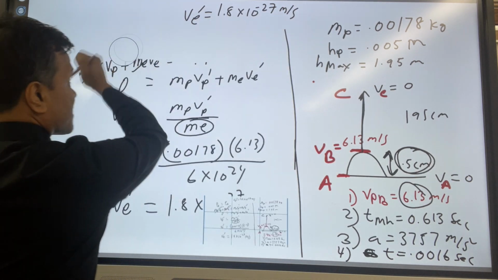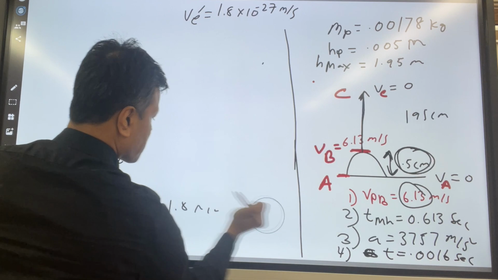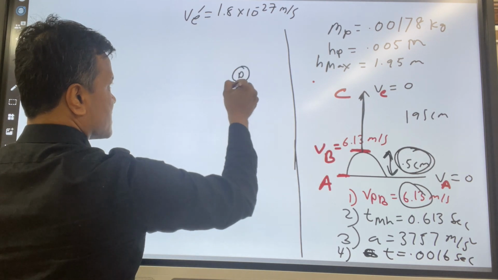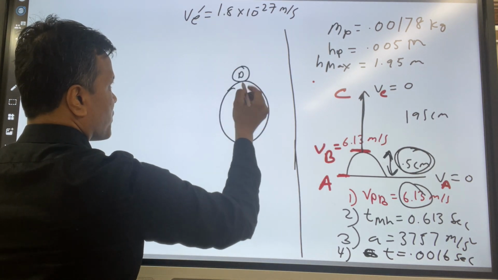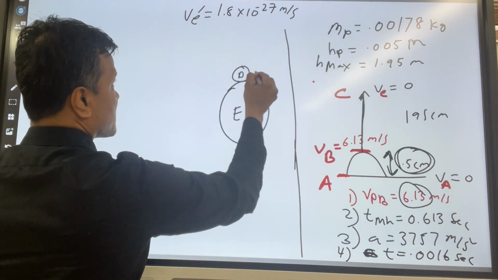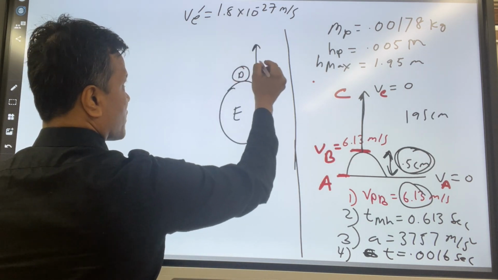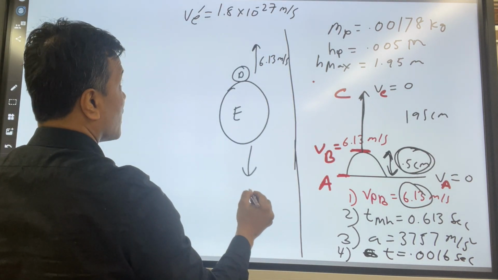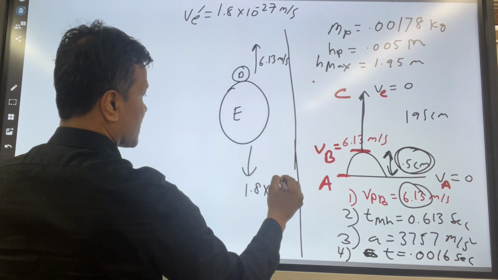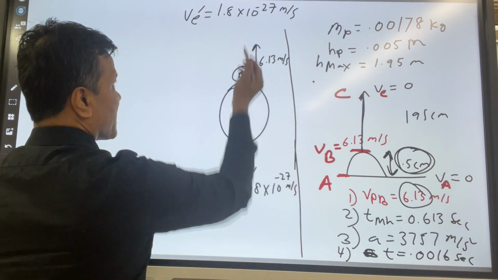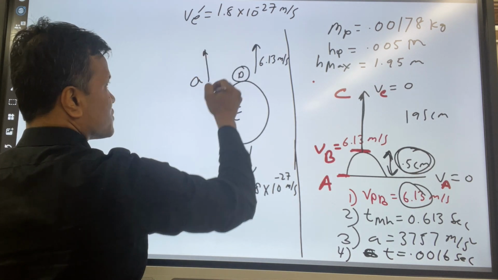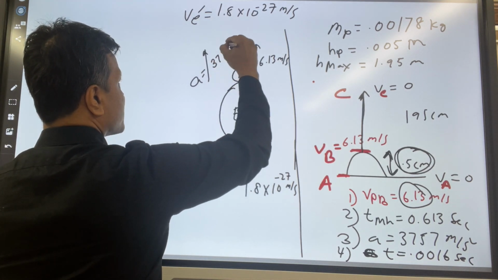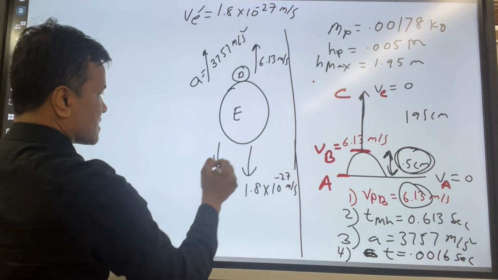Now we have to find the acceleration of the earth. So this is the popper, and this is the earth, right? The popper is moving this way with 6.13 meter per second. Therefore, earth is moving this way with how much? 1.8 times 10 raised to negative 27 meter per second. Popper accelerating this way, how much? With 3757 meter per second squared. Earth accelerating this way, how much?